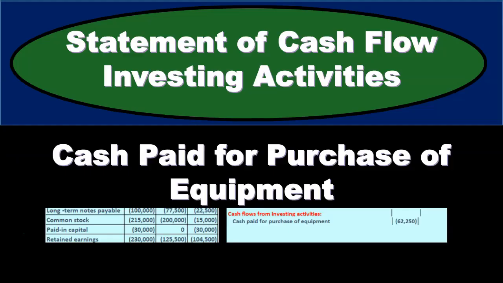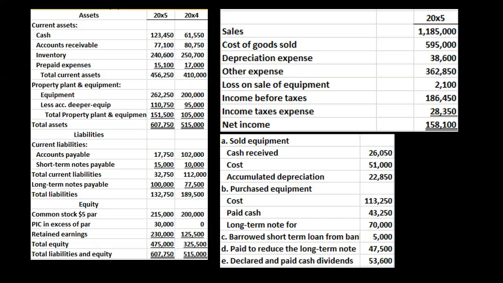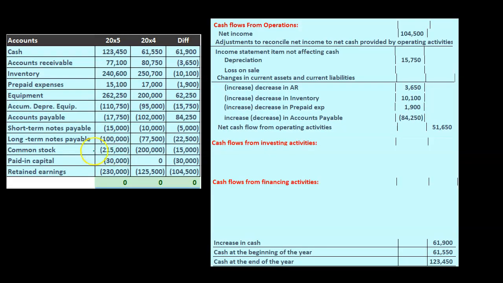In this presentation, we will continue on with our statement of cash flows, taking a look at the investing activities, specifically the purchase of equipment. We're going to be using the comparative balance sheet, the income statement, and additional information, focusing here on the comparative balance sheet, which we use to make this worksheet. So this worksheet is our comparative balance sheet.